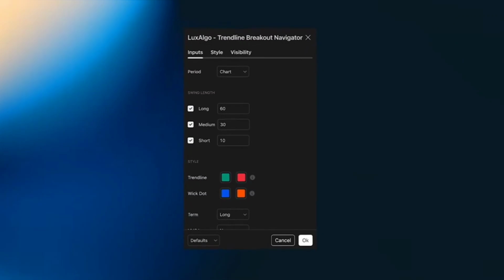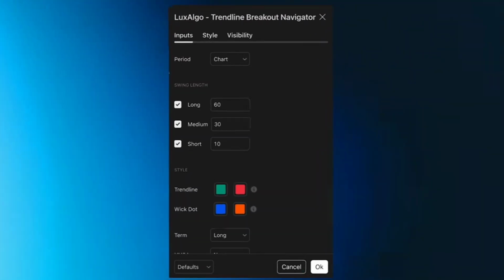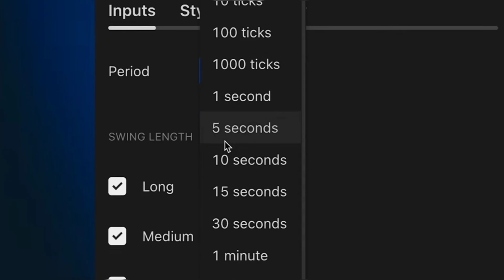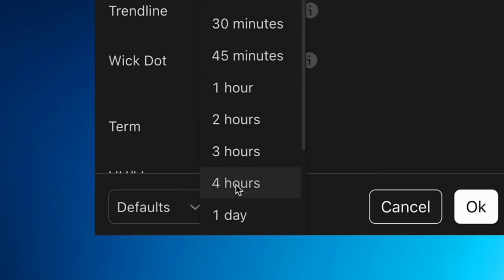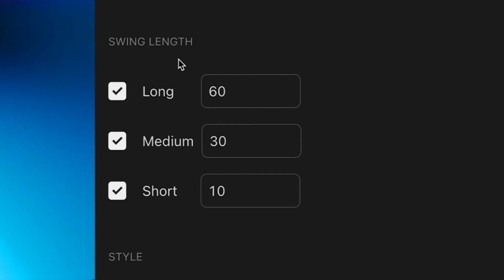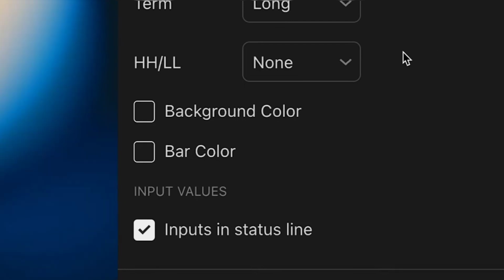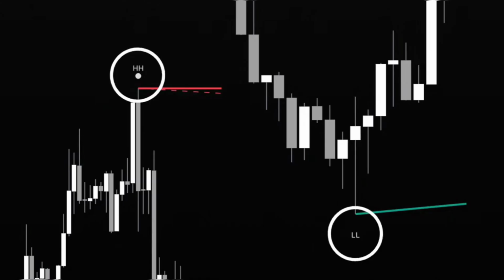Now, when we dive into the settings of this indicator, you'll find full customization at your fingertips. You can adjust the period so the trend lines reflect data from higher time frames, making it perfect for multi-time frame analysis. You can also control the swing length, which determines how many candles need to be higher or lower than a swing point for it to qualify. There's even an option to display the higher high and lower low swing points directly on your chart, giving you a visual map of market structure.